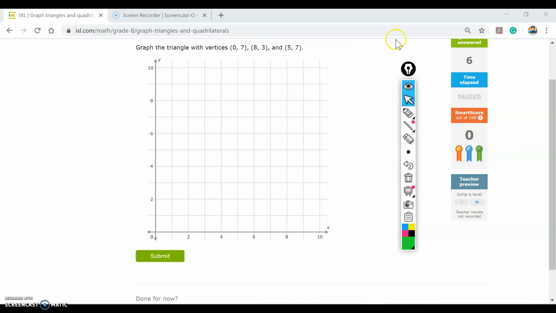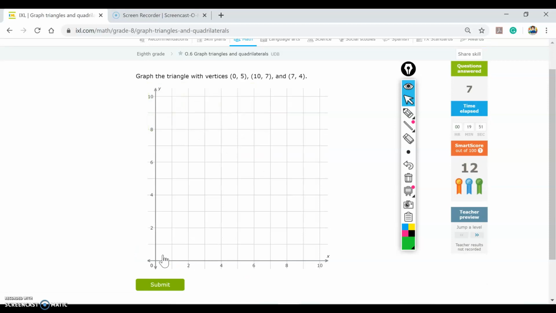The first point I need to plot is 0, 7, so the x is 0 and then 7, which is right here. Then 8, 3, which is right here. And finally 5, 7, which is right there. And that's the triangle. Let me check it. And we got it correct. Now there's another triangle here. I'm going to do this one too.